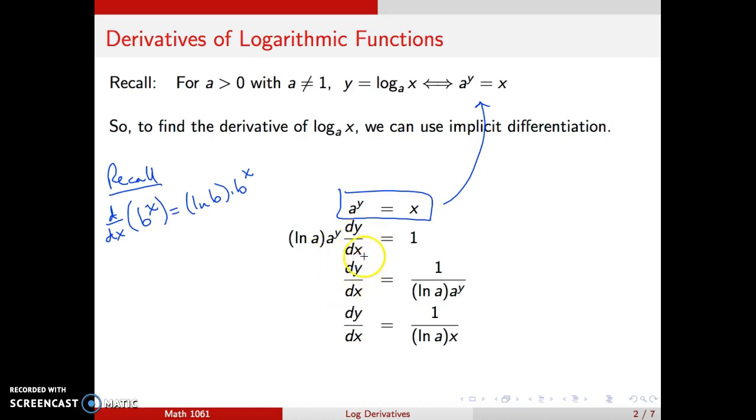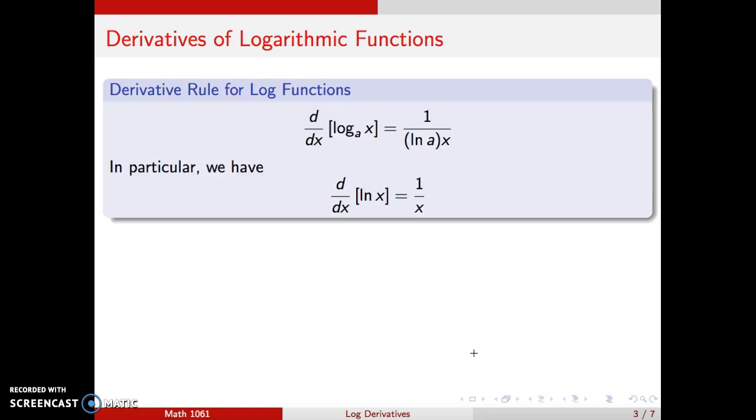We want to isolate that on its own, easy to do in one step: divide both sides by natural log of a times a to the y, and then remember a to the y is just x. So we end up with that. And as a nice summary, the derivative of log base a of x is 1 over natural log of a times x. That's what we had down here.